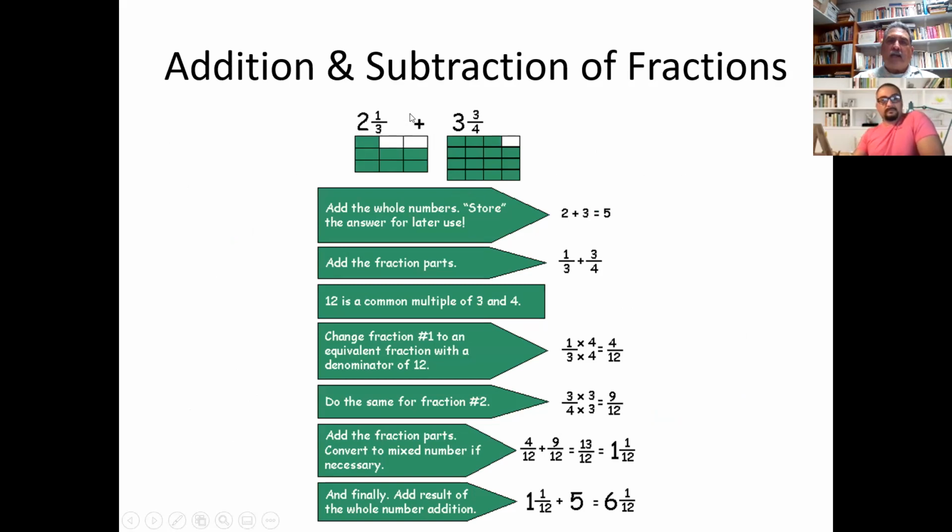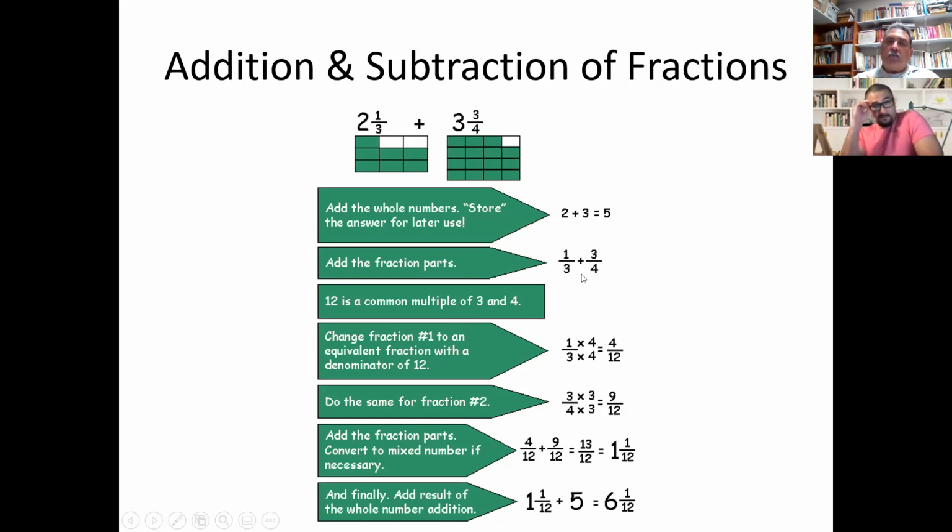You have these two fractions, 2 and 1 over 3 plus 3 and 3 over 4. Okay, we want to add that. So first, just look at the integers. Add 2 plus 3, you get 5. Then we deal with the fractions, 1 over 3 plus 3 over 4. Before you add them, you got to find their common denominator. You got to make their denominators the same.